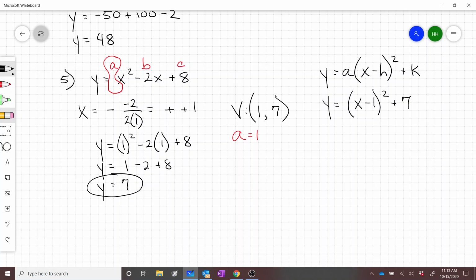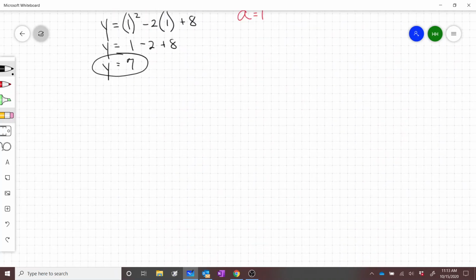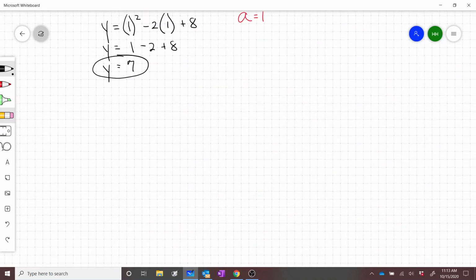Number 6 is just like number 5, so I'm not going to repeat, but I will do number 7 because the a is negative 1. So here's number 7, which is y equals negative x squared plus 2x minus 8.